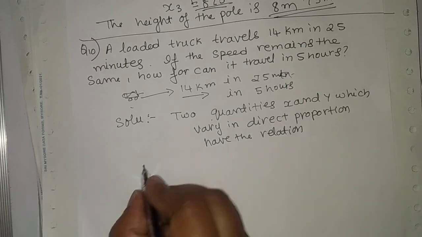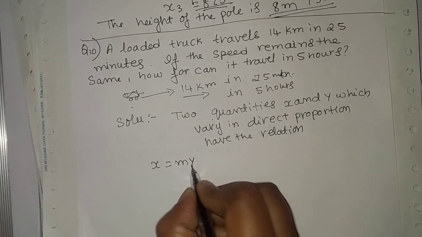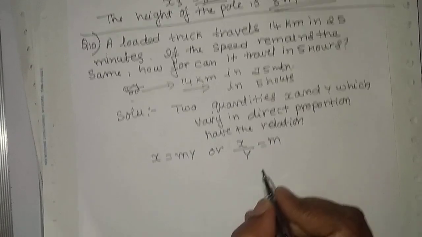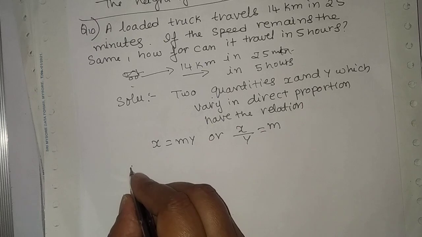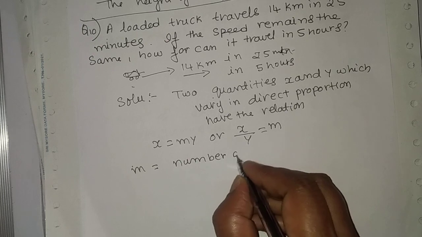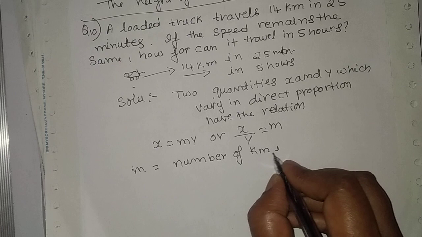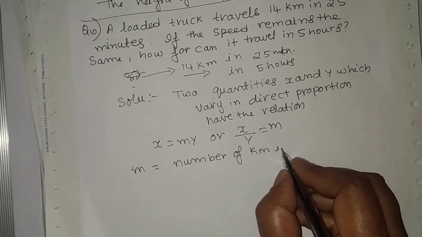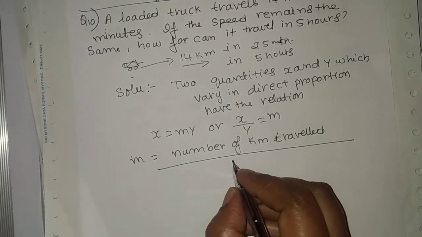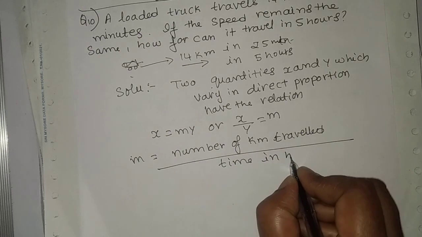So we can solve this. We'll take this x as, we can write it as x by y is equal to m. So here we have m, we can take it as the number of kilometers traveled or covered over time in hours.